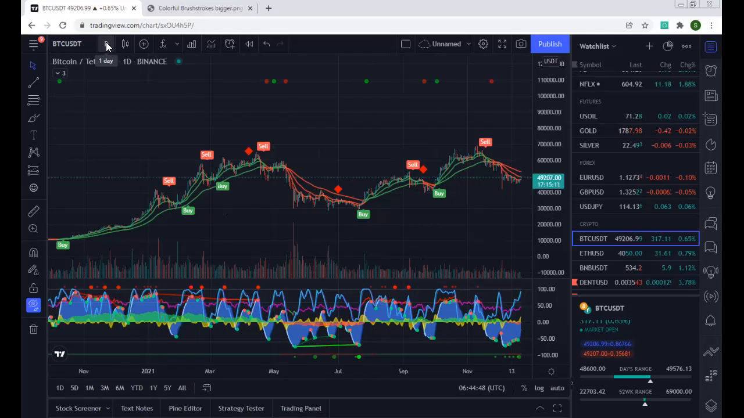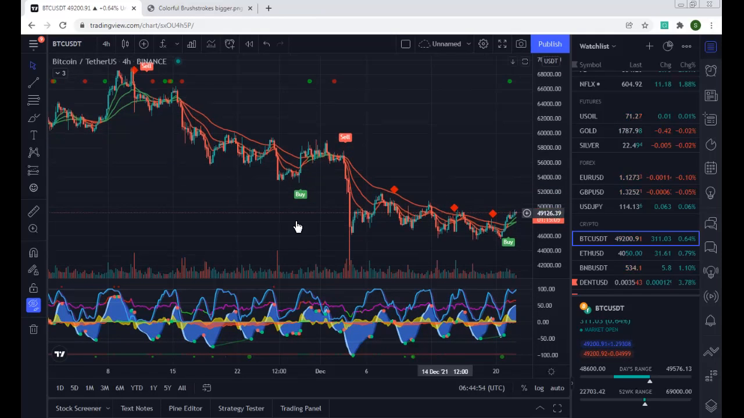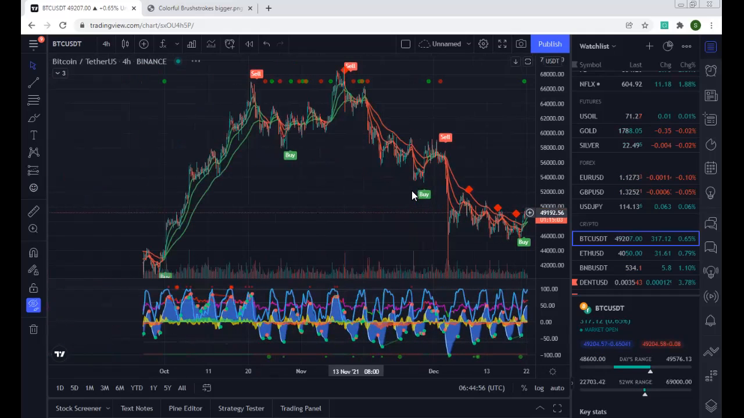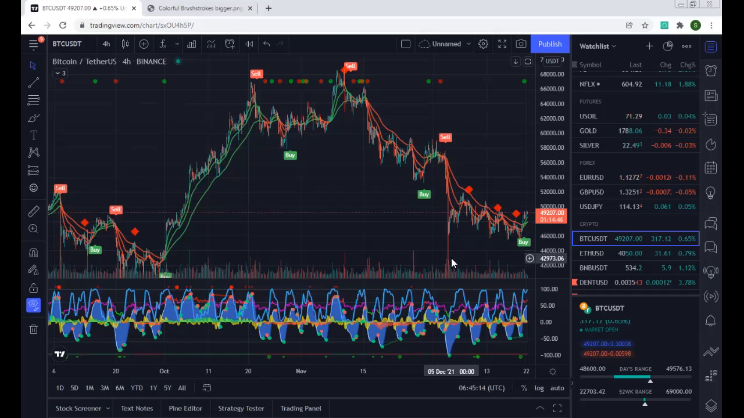You can also use it on different time frames. Go back to the 4-hourly. You can see here on the 4-hourly how in the recent dip, the ribbon flipped here. If we'd followed our indicators, we would not have got caught up in this big dip. Same up here. If we'd followed the indicators, we got a sell.